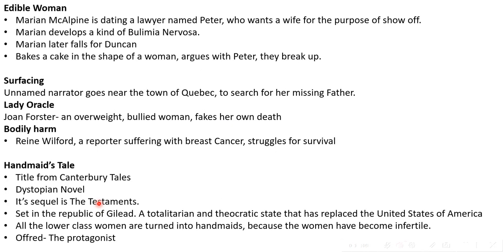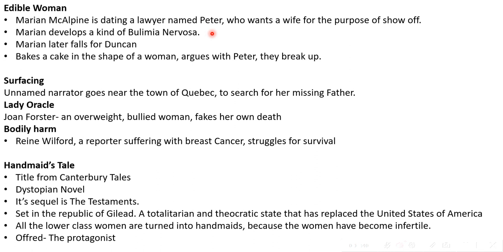Okay, so The Edible Woman. There is a lady named Marian McAlpin, and she is dating a lawyer named Peter who wants a wife only for the purpose of show-off. So Marian starts thinking of herself as a commodity, and she starts fighting for her self-respect and independence. She starts throwing up, she doesn't like eating, she develops a kind of bulimia nervosa in which you keep on throwing up whatever you eat and you are unable to digest it.